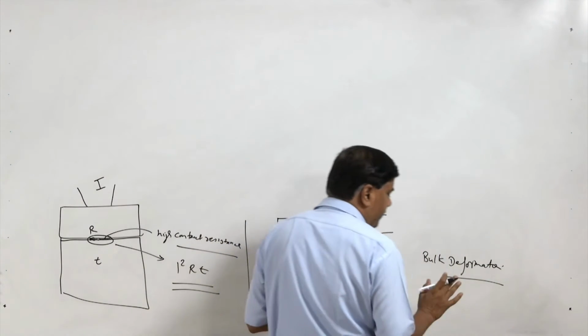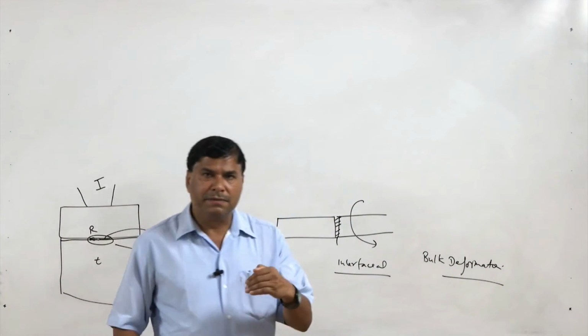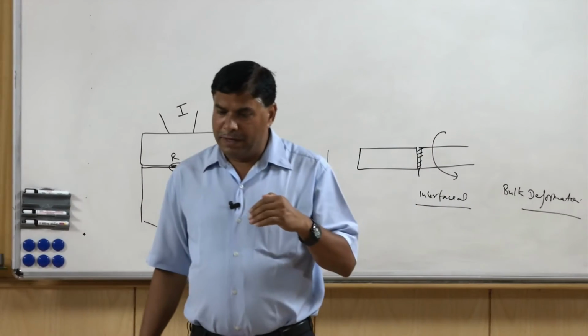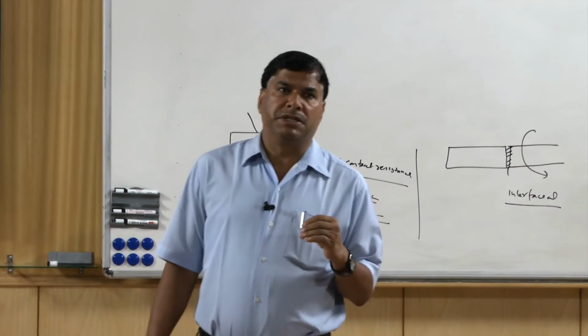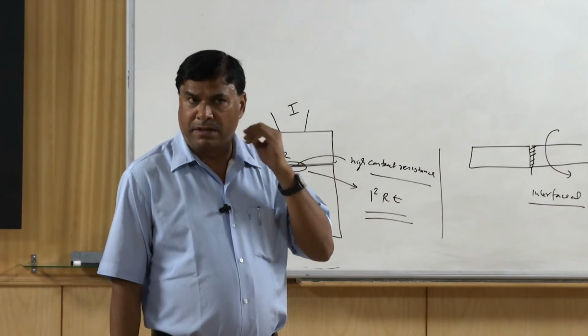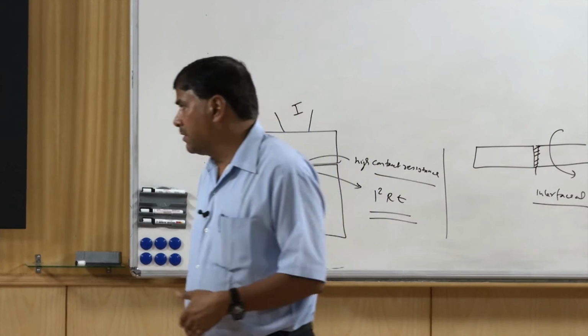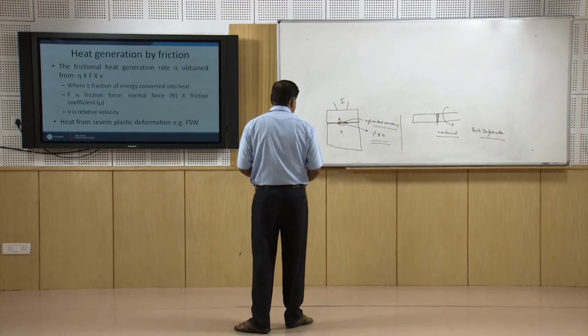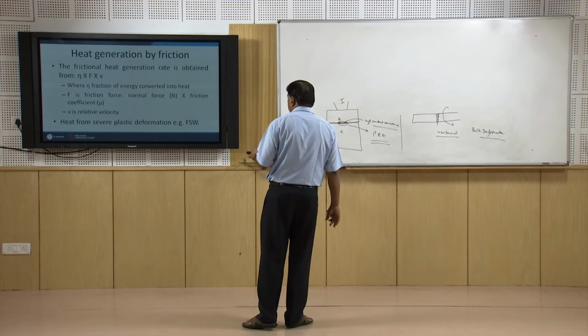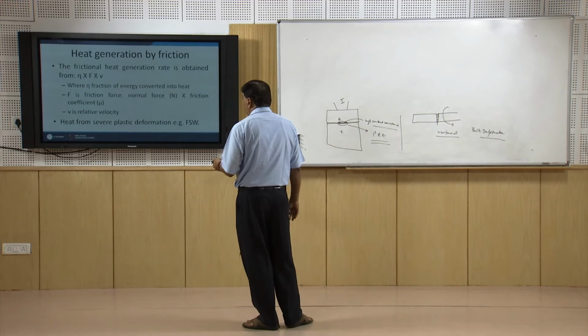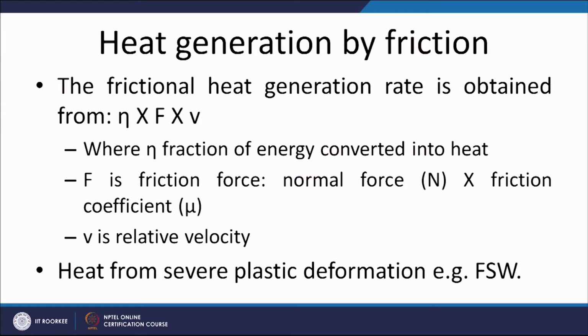So for this bulk deformation, we know that whenever a material system is deformed, part of the energy consumed in deformation is also converted into heat. So heat coming from the deformation also contributes to softening of the metal. So basically you see that heat from the severe plastic deformation is also generated in the friction based welding processes, apart from the interfacial friction heat.